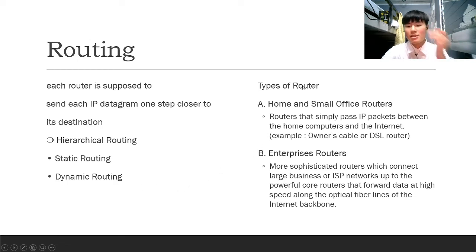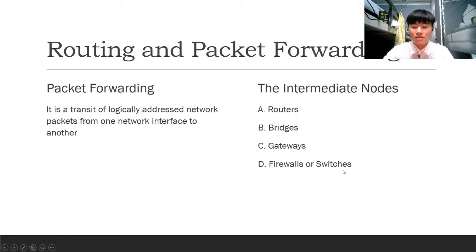Then we also get the types of router. Here we get home and small office routers, which simply pass IP packets between the home computers and the internet, for example the owner's cable or DSL router. And then there are also enterprise routers. These are more sophisticated routers which connect large business or ISP networks up to the powerful core routers that forward data at high speed down the optical fiber lines of the internet backbone.